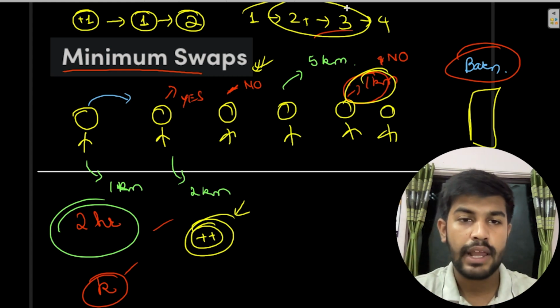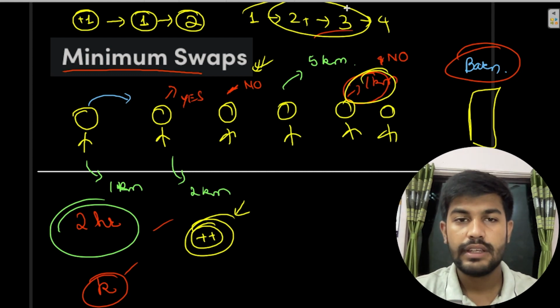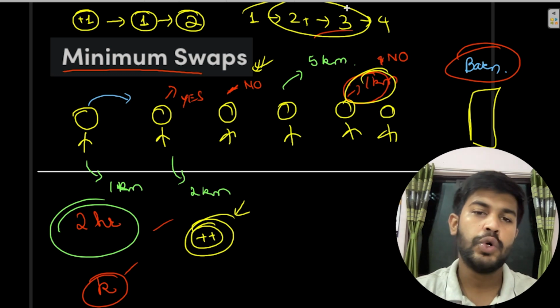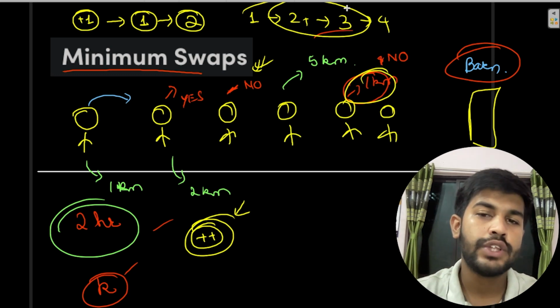And this is the kind of number line where they can't overtake each other. Okay, I hope it's clear. Now let us move to the solution and it would be more clear. So there is one more thing before moving to the implementation.